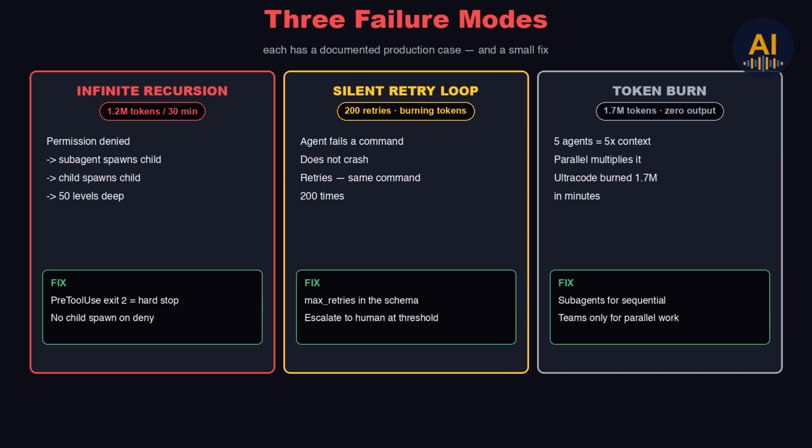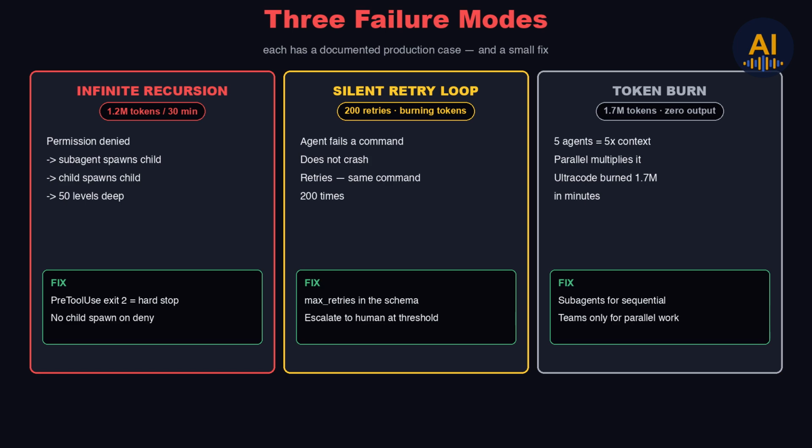Second, silent retry loops. An agent failing a command doesn't crash, it retries. A documented case saw the same broken command run 200 times, burning tokens throughout. The fix is the max retries field in your handoff schema. Once the orchestrator reads retry count equals max retries, it writes to the human escalation file and stops. Normal software crashes. AI agents fail silently. You have to build the stop condition yourself.